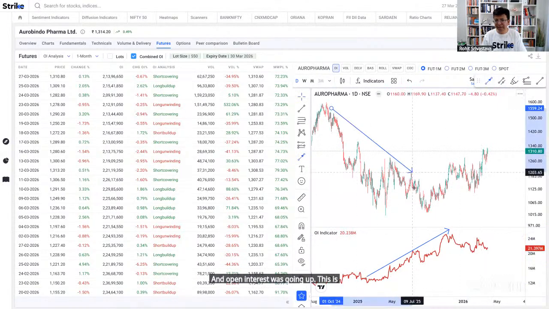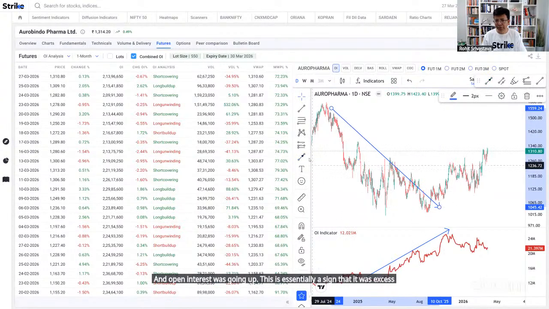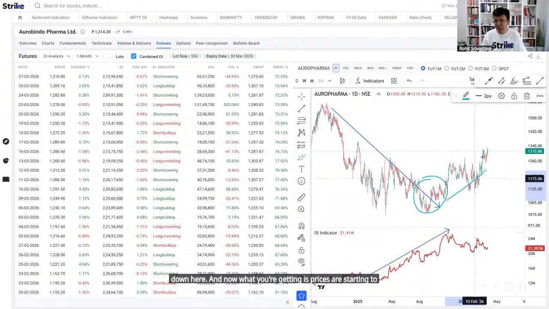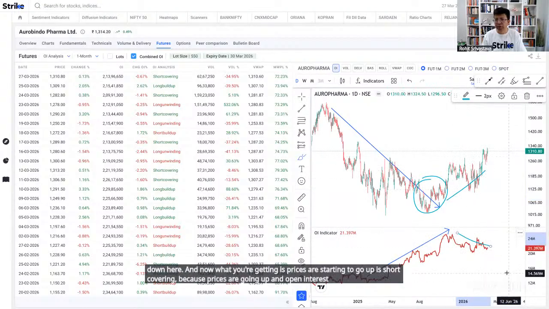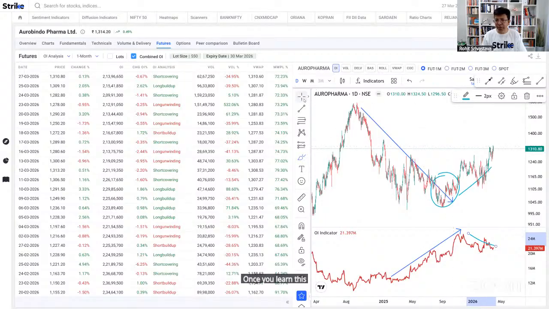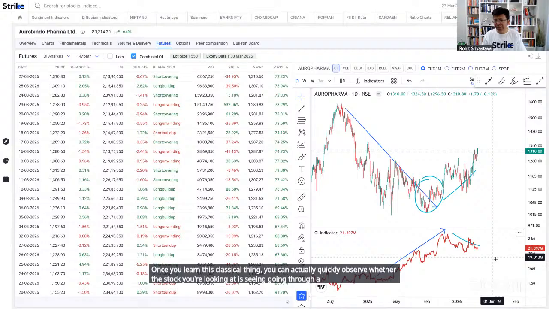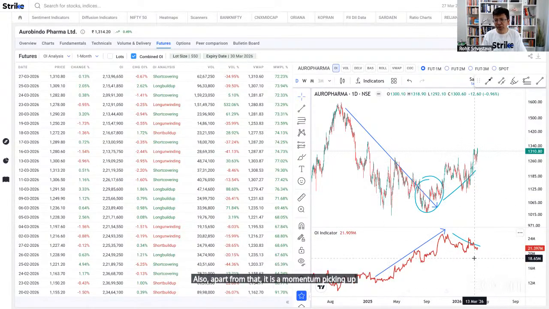This is essentially a sign that it was excessively shorted down here. And now what you're getting as prices are starting to go up is short covering, because prices are going up and open interest is going down. Once you learn this classical thing, you can quickly observe whether the stock you're looking at is going through a short covering rally. Also, apart from that, momentum is picking up. You're also getting short covering.